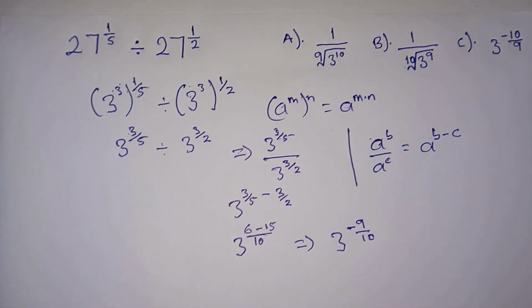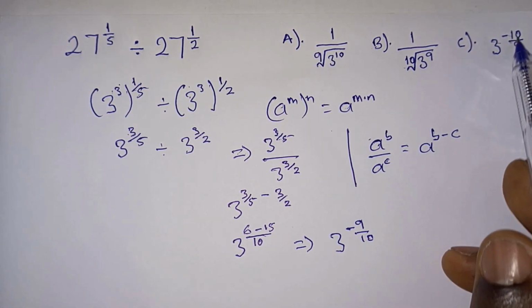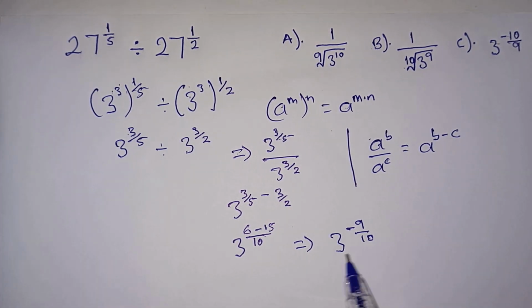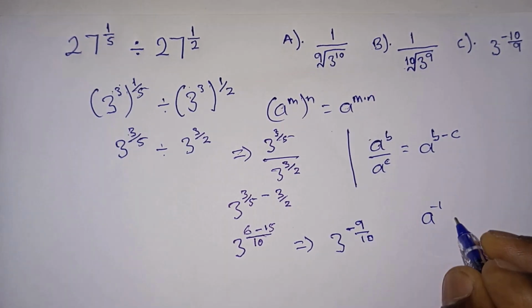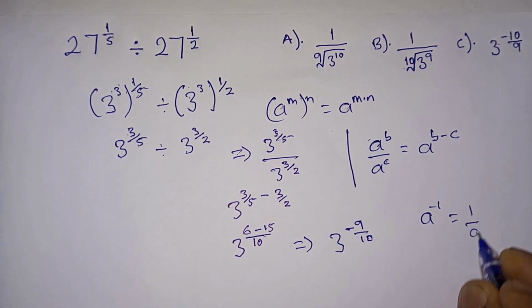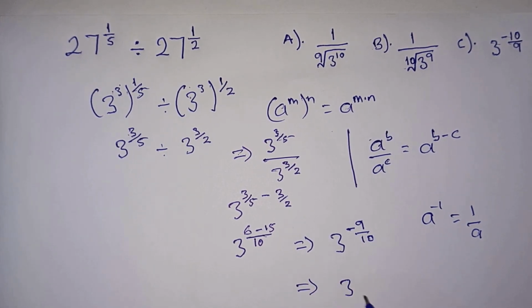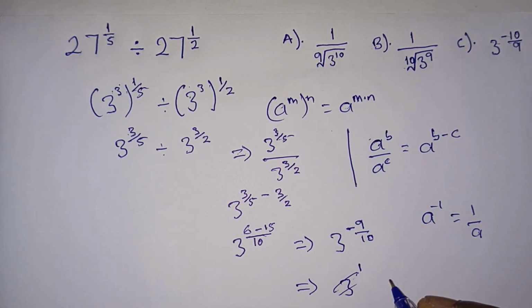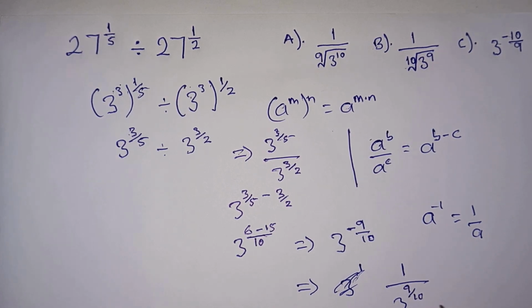But if you look in the options, we have 3 to the power negative 10 over 9, meaning this is not the correct answer per what we have here. So we can break this one down, right? Now, a to the power minus 1 is the same as 1 over a. Therefore, we can write this as 3 to the power 1. We can write this as 1 over 3 to the power 9 over 10.